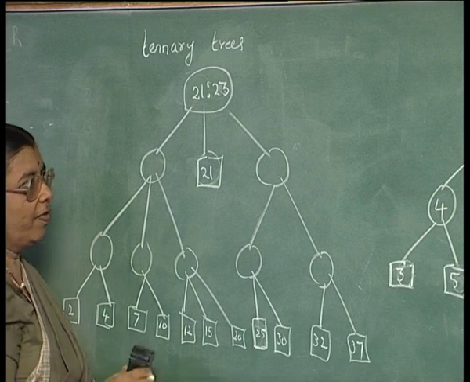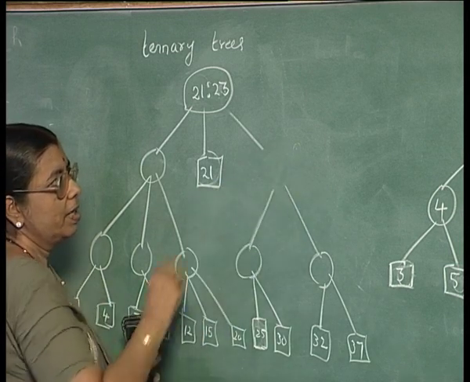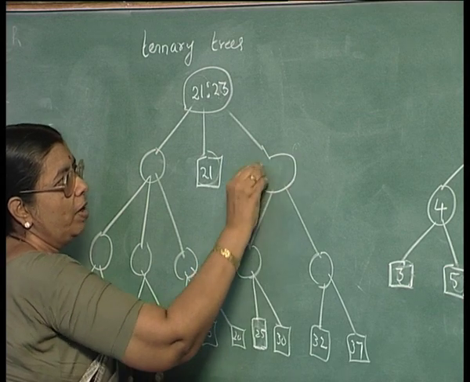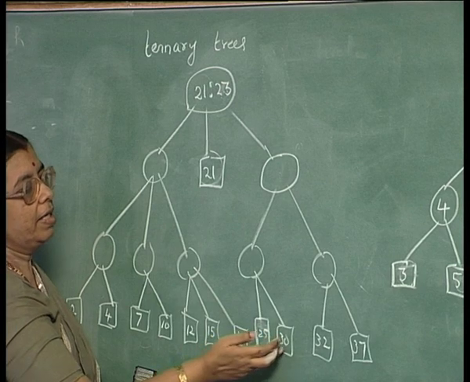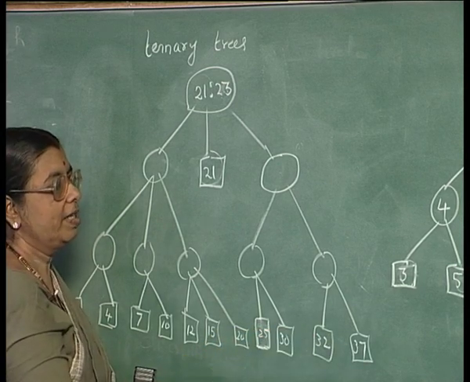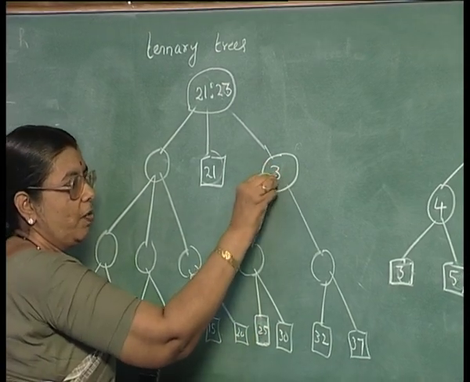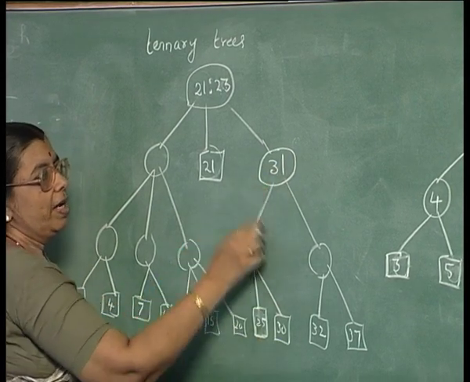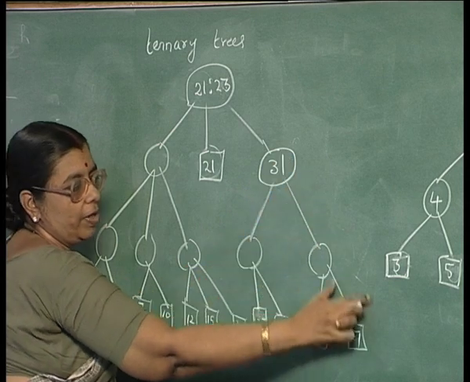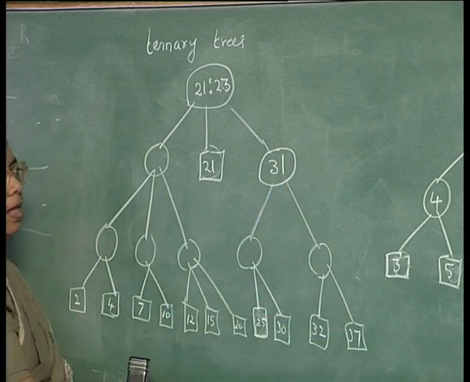And if a node has just 2 sons, as in this case, there will be only one discriminator here. So, the least is 31, and we have 32 and 37. So, one value can be 31. All values less than 31 will go here, all values greater than or equal to 31 will go to this subtree.